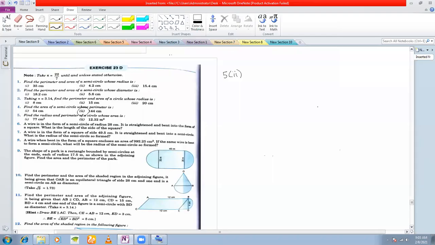Find the radius and perimeter of a circle whose area is 12.32. Now this type of problem I've already discussed, where area is given and you need to find out the perimeter. Still, let's see this. Given area is 12.32 meter square.